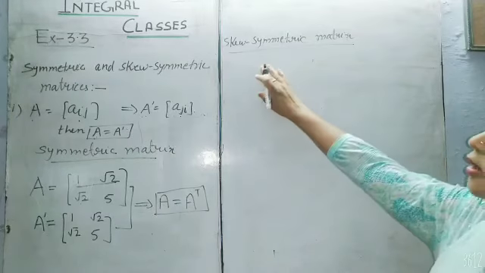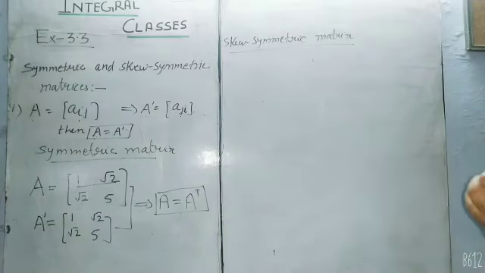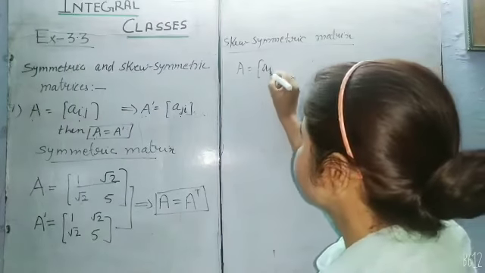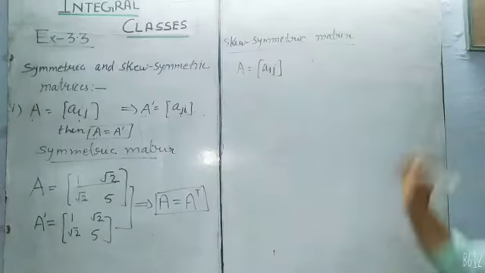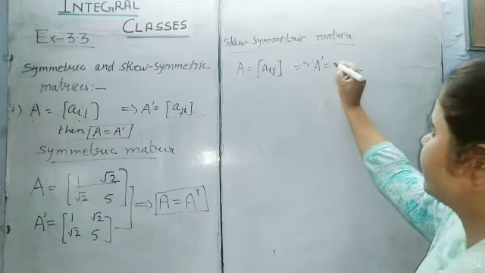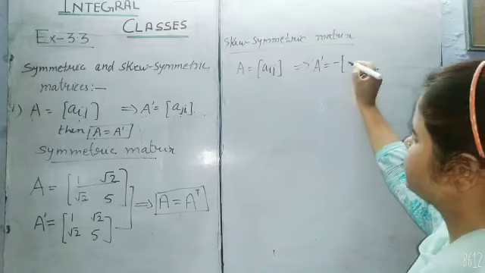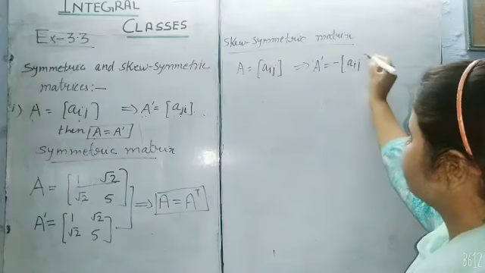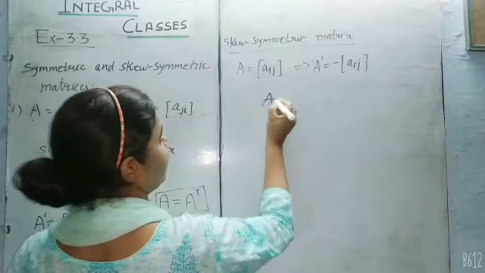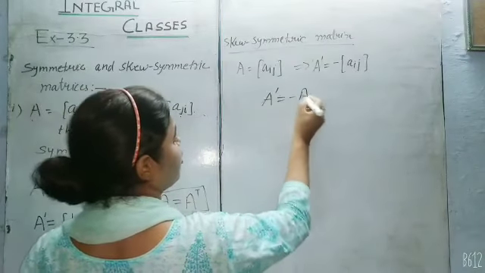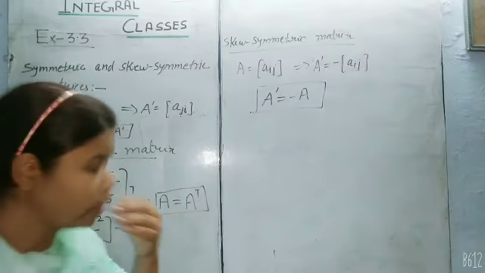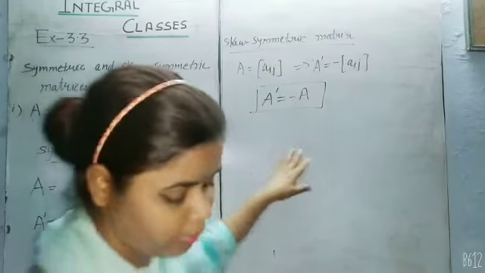Now the other side is the skew symmetric matrix. Again, students, we consider A is a square matrix. Now if we take its transpose, then we get the matrix with entries Aij becoming minus Aij. So in this condition we get A transpose equals minus A. This type of matrix is called a skew symmetric matrix.